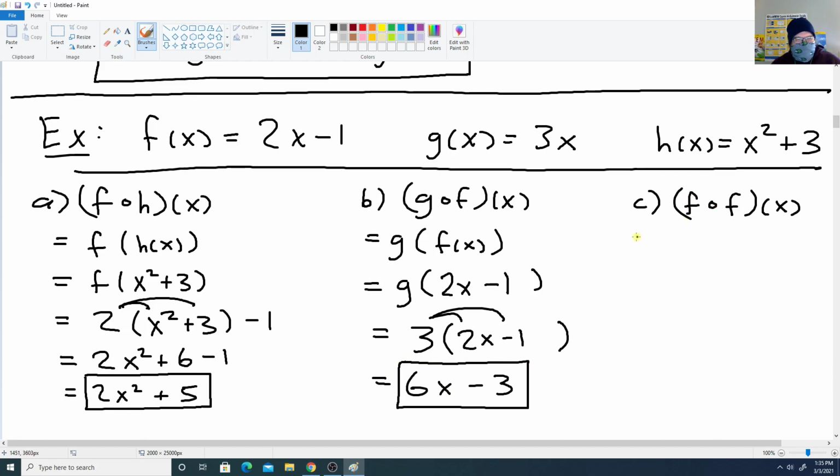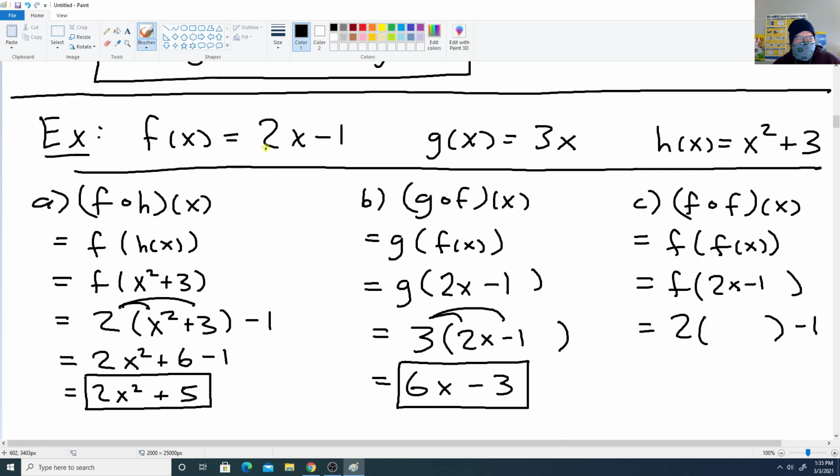Finally, for f composed of f of x, this is the function f evaluated at f of x itself. This will be the function f evaluated at f of x, which is actually 2x minus 1, so I write 2x minus 1 in there. I replace the x in the f function with that, so I'll get 2 times, not x anymore, I'll replace the x with 2x minus 1.